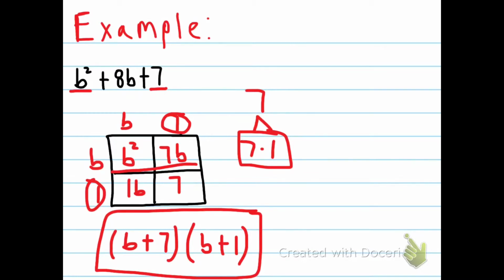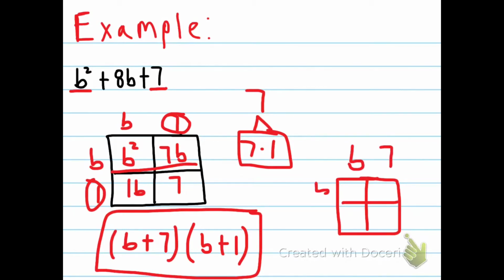And you can check it by doing a quick FOIL or by doing the box method to check it. So let's check it to make sure we got it right. So I'm just gonna draw a box right here, and then put b, 7 and then b, 1. So b times b is b squared, 7b, 1b, and then 7. And then when you combine the terms, it's b squared plus 8b plus 7. So you know you got it right. So in the end, this is your answer.